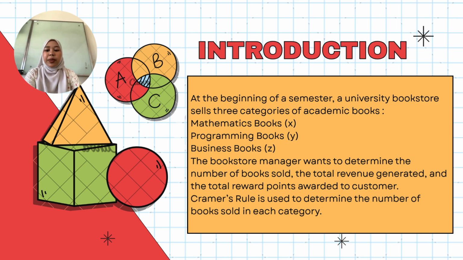To construct our mathematical system, we have defined these categories using three variables. Let X represent the number of mathematics books sold, let Y represent the number of programming books sold, and let Z represent the number of business books sold. The bookstore manager wants to determine the number of books sold, the total revenue generated, and the total reward points awarded to customers. Cramer's rule is used to determine the number of books sold in each category.